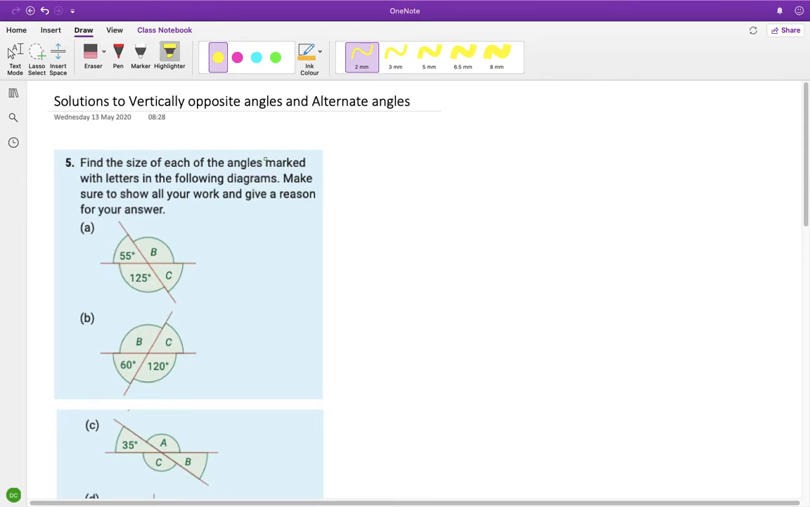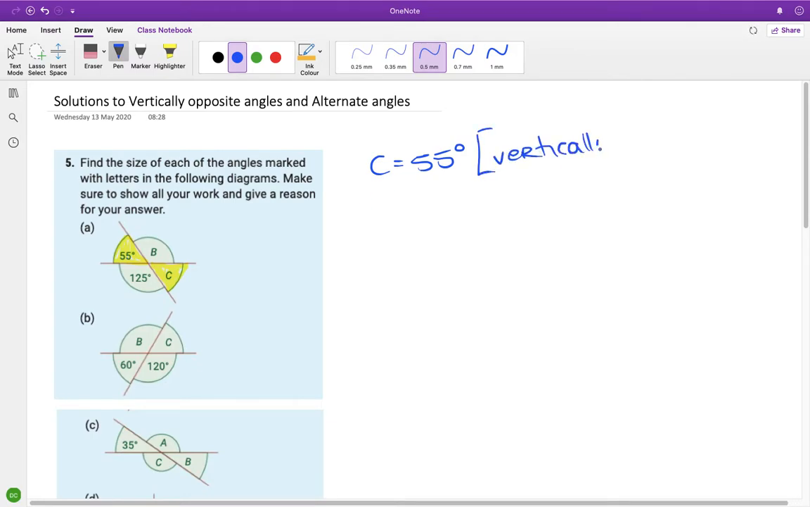Okay, so find the size of each angle marked with the letters in the following diagrams. Make sure you show all your work and give a reason for your answer. Okay, so these are x's, which means we must have vertically opposite angles. So if I look here, that one is the same as that one, because they're opposite each other. So I can say that C is 55 degrees, and my reason is that they're vertically opposite.